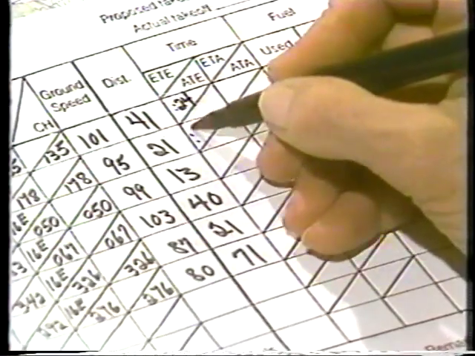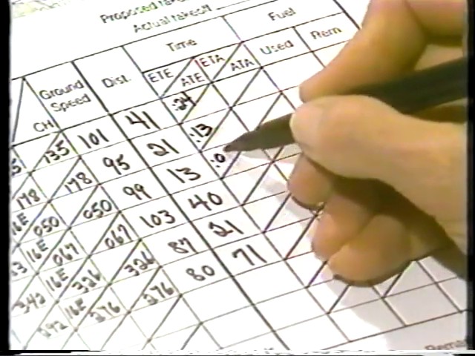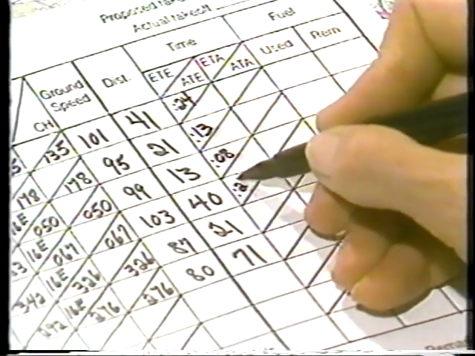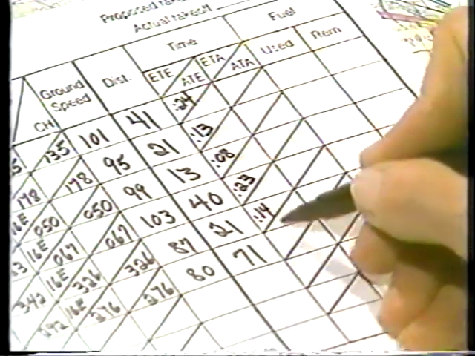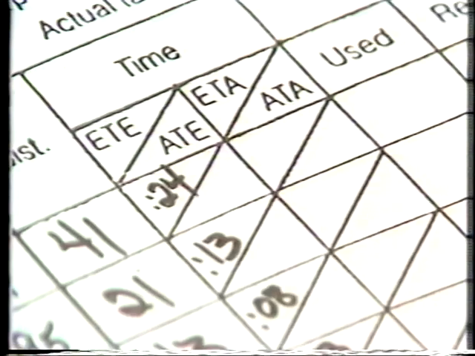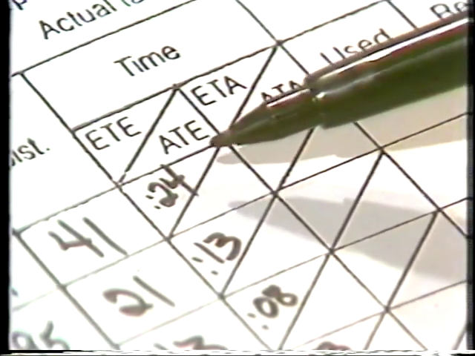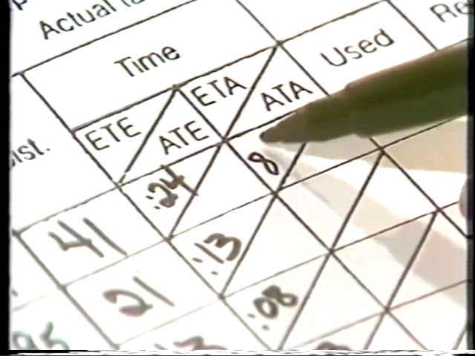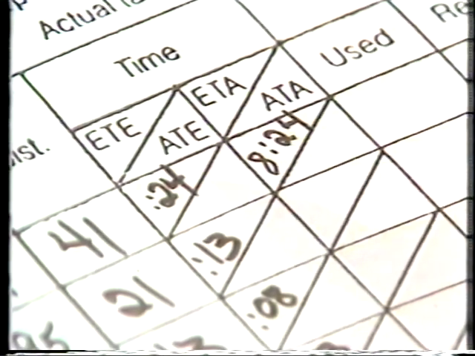Following the same procedures for each leg, our flight log entries would be 13, 08, 23, 14, and 53. Simple mathematics will be used to compute our estimated time of arrival, the ETA. If departure is at 0800 and the first leg ETE is 24 minutes, our ETA will be 8:24. The remaining ETAs will be calculated in flight.